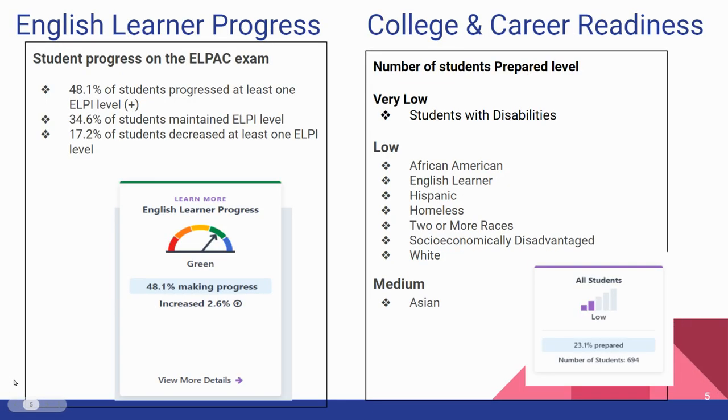Almost 19% of MJUSD students are English learners, who show an improvement of 2.6% over the previous year. This mark lands MJUSD in the color of green.